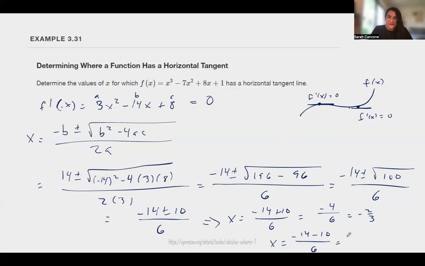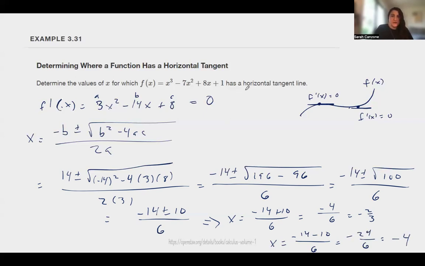Negative 14 minus 10 is going to be negative 24. I don't know where I got an 8 from. All right, negative 24 over 6. And 24 over 6 is going to be a 4, but we have a negative sign, so we bring that over, so that's negative 4.